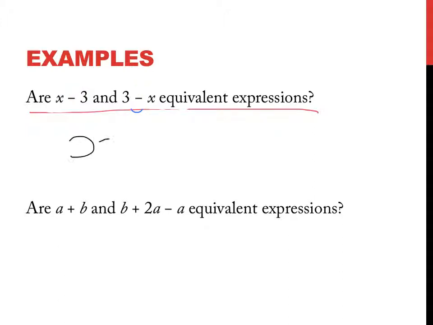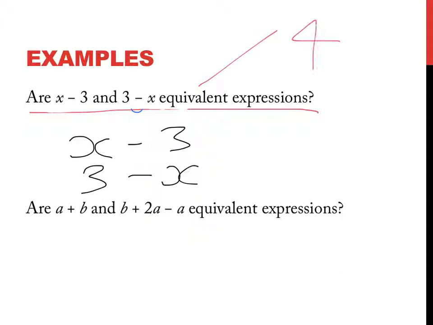Okay, so x minus 3 and 3 minus x. If these two are equivalent, when I substitute x, I should get the same answer. So let's say x equals 4. I could write this as 4 minus 3, which is 1. If these two are equivalent, I'm expecting this to equal 1.